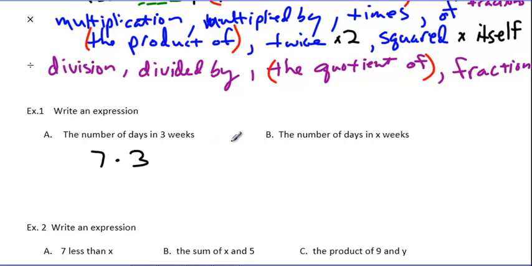B is set up just like A. It says the number of days in x weeks. So in order to make an algebraic expression, we're going to have a variable. We should have a number and an operation. In this case, the number of days in a week is still 7, just like before, but instead of multiplying it by 3, we're multiplying it by x. So we would say there's 7x days in x amount of weeks.